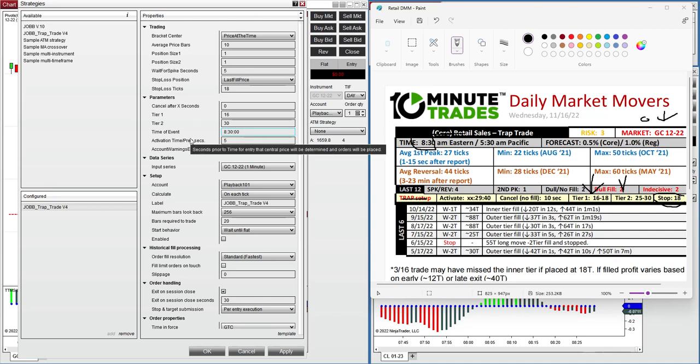Activation time preparation seconds. We're going to change this because it's making something so simple confusing. Theoretically, if you read this activation, it means 8:29:40. That means you're going to put your orders on the chart 20 seconds before the news comes out, 20 seconds before 8:30. So you'd put a 20 in here.